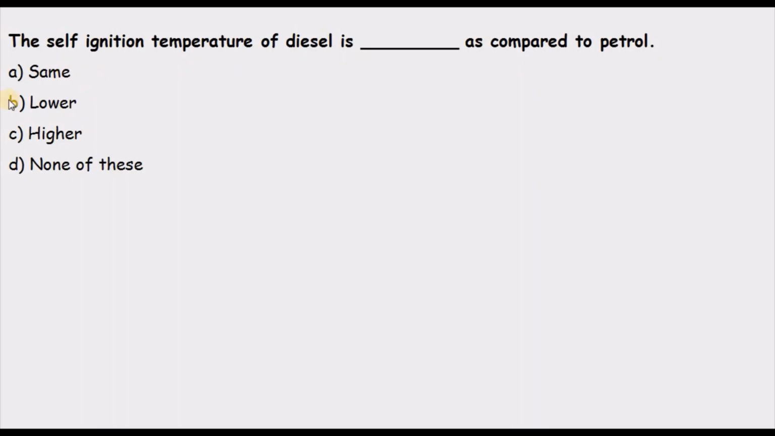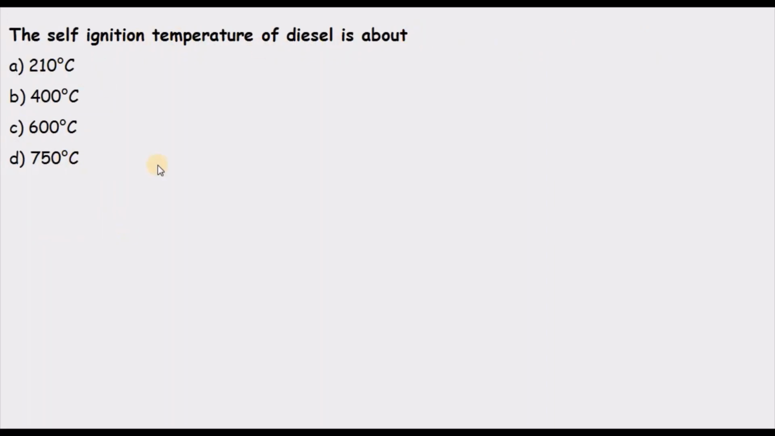And therefore the correct answer here is lower, and when we are talking of lower, we are speaking when compared to that of a SI engine. So when compared to that of a SI engine, the CI engine fuels are having lower self-ignition temperature. The self-ignition temperature of diesel is about, here different values are given, and the correct answer is A, that is 210 is the self-ignition temperature of diesel engines. So depending on the composition, it ranges from 210 to some value around 230, but it will be lesser than petrol.